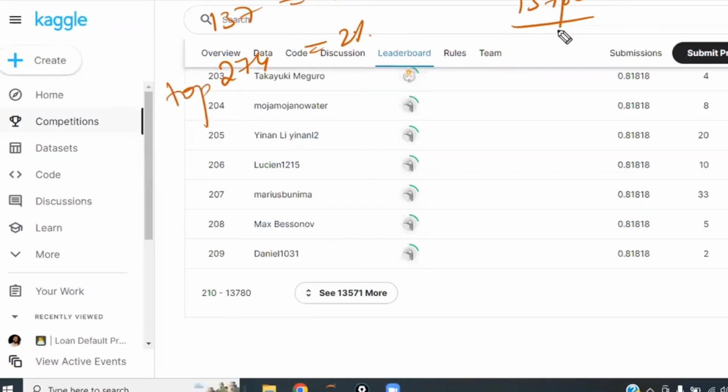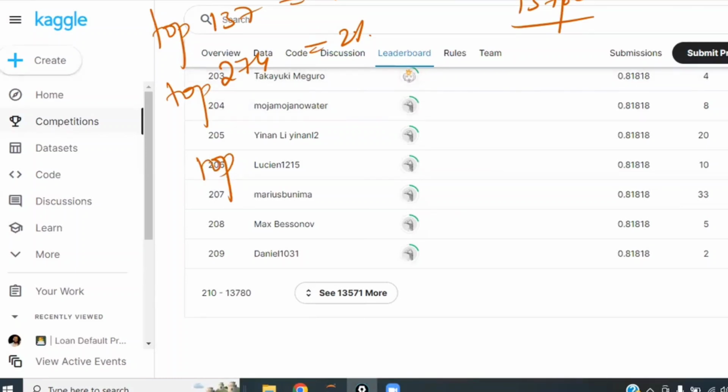1 percentile means 137, which is 13,780 divided by 100. So if you are in the top 137, you are in 1 percentile. Top 274 means you are in the top 2 percentile. And if you are in the top, for example, 13,780.